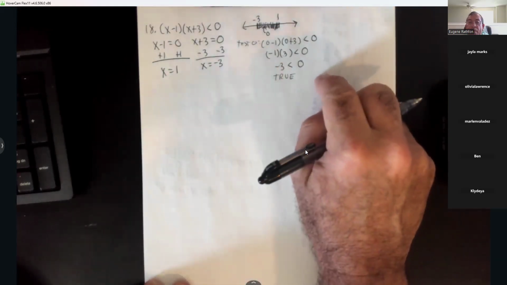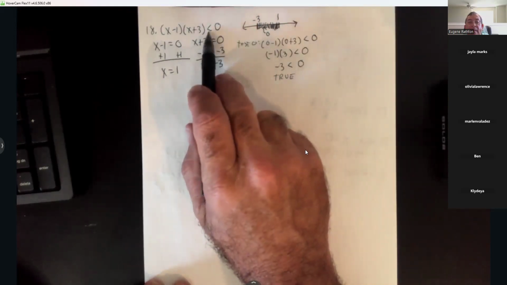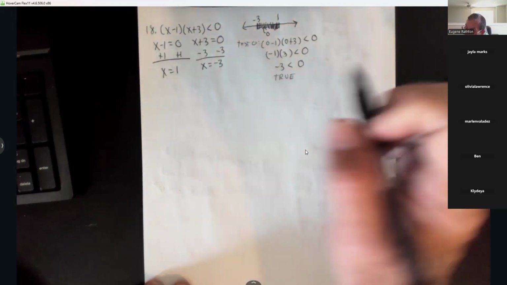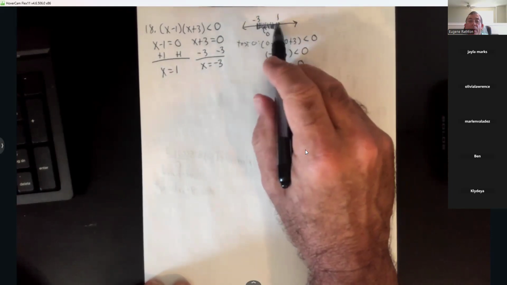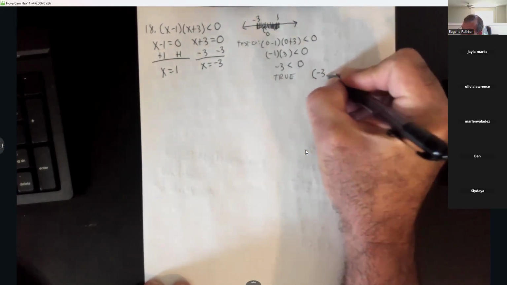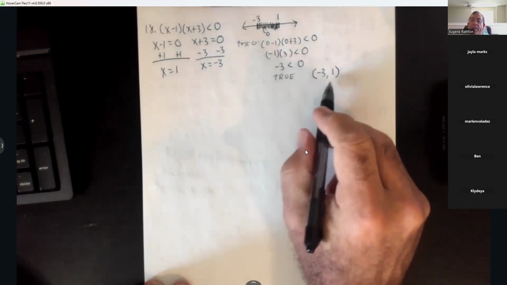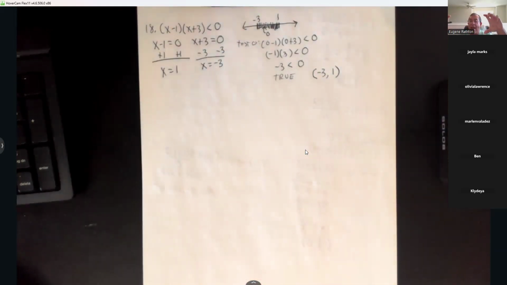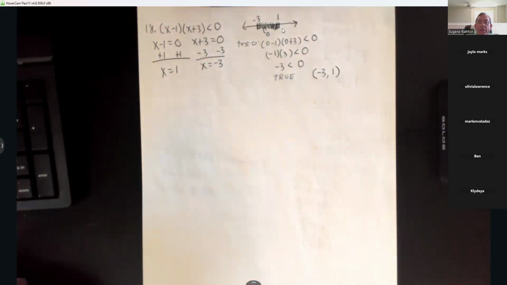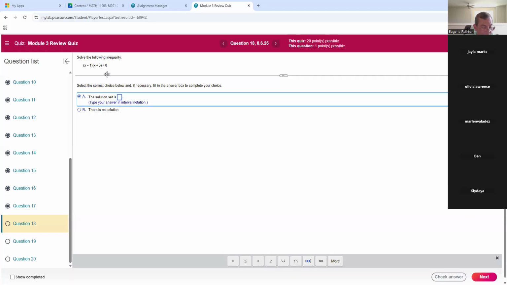And then write your answer in interval notation. Since this is less than and there's not an equals under it, my interval will be a parentheses, and it's going to go from negative 3 to 1, and then close parentheses. Remember, it's parentheses. If you got an equals under it, then it's going to be the brackets, okay? All right, y'all, so let's go put that in. So you put the solution set is parentheses, negative 3, comma 1, and then close parentheses.